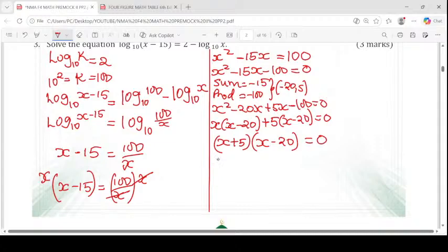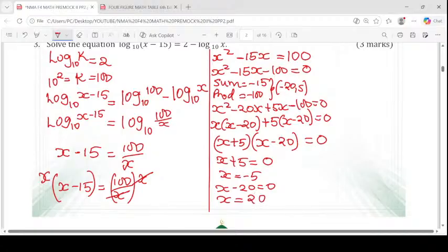In the first case, I have x plus 5 is equal to 0. This means x is equal to negative 5. In the next case, I have x minus 20 is equal to 0. That means my x is equal to positive 20.